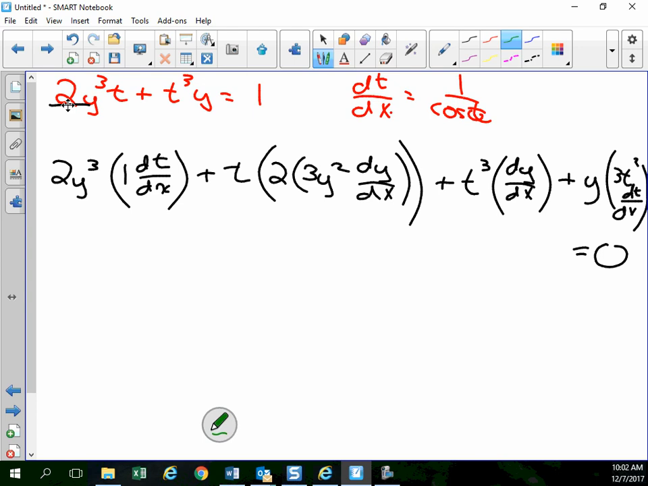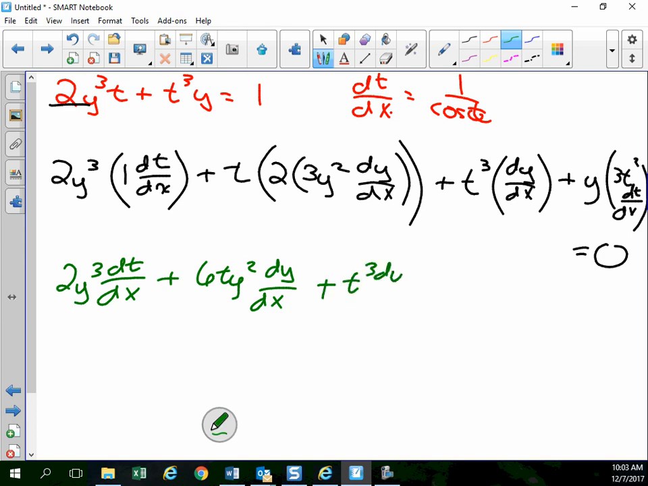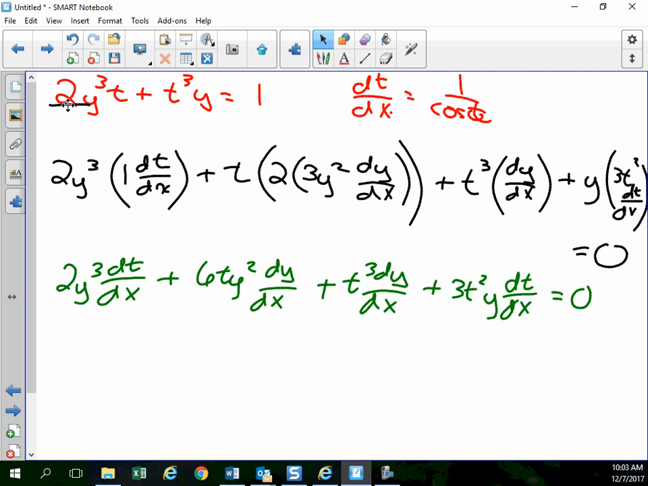I'm going to clean it up just a bit. 2y cubed dt dx plus 6ty squared dy dx plus t cubed dy dx plus 3t squared y dt dx equals 0. What do you want to do next?